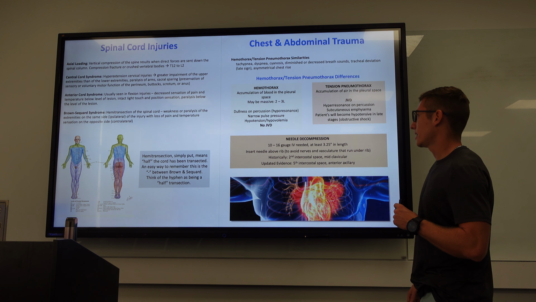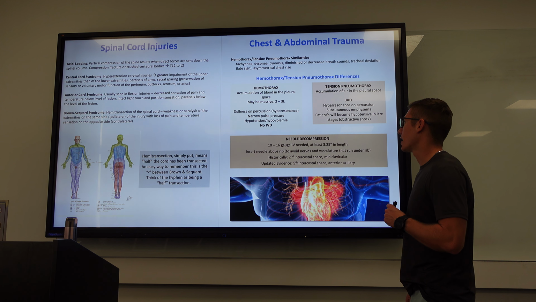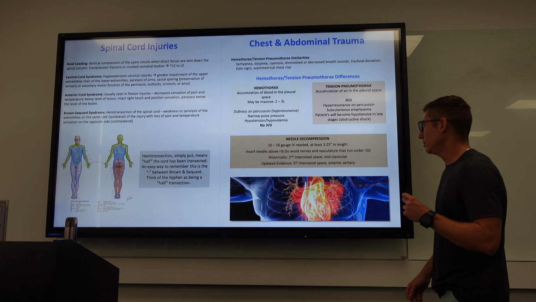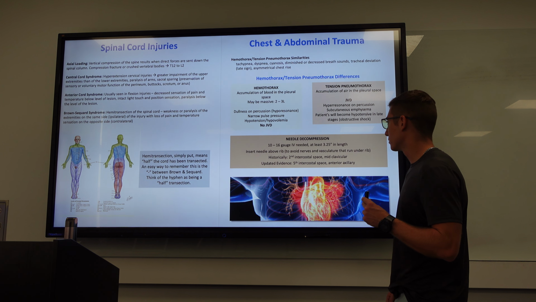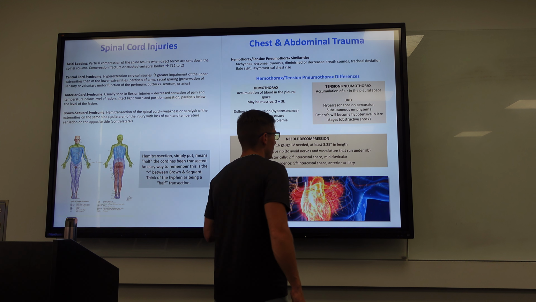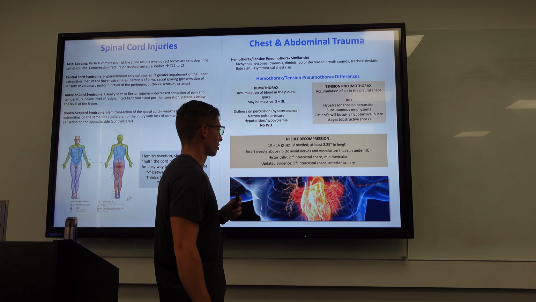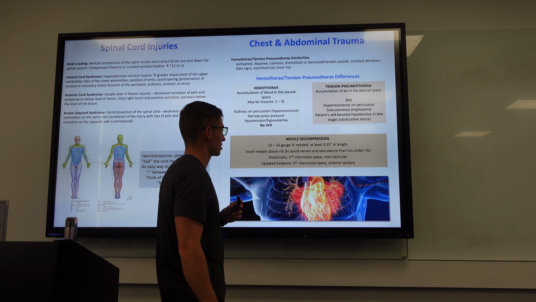Needle decompression. So you're going to use a 10 or 16 gauge IV needle, at least 3 1/4 inches in length. Insert the needle above the rib to avoid the nerves and the vasculature that run under the rib. Historically, the second intercostal space, midclavicular.